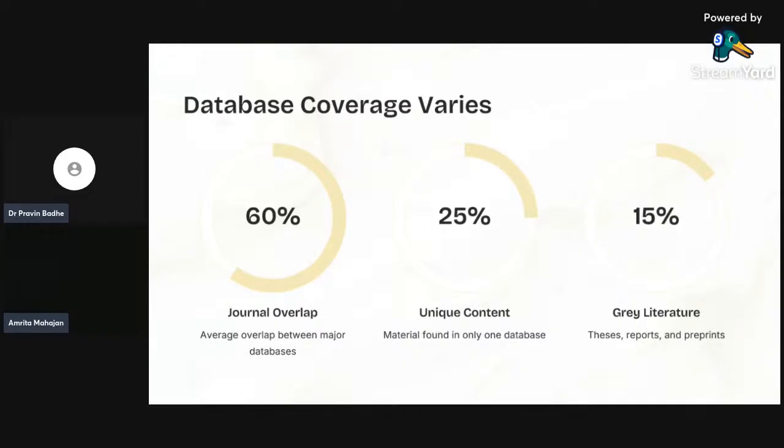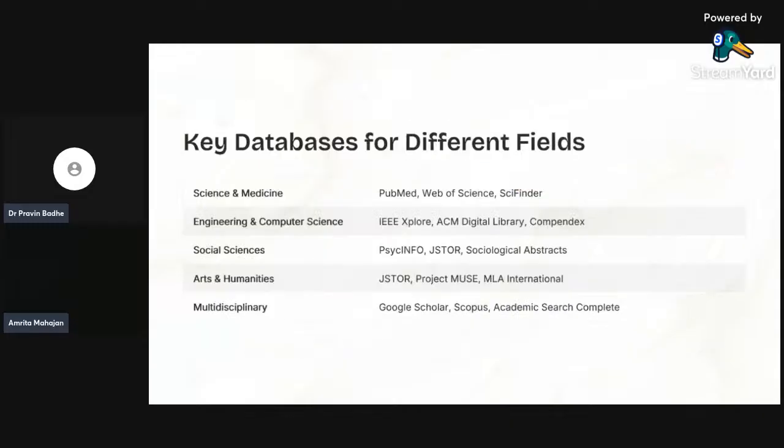And gray literature makes up about 15%. You can go through theses, reports, and preprints, those publications which are not yet in the public domain. Before that stage what comes is theses, reports, and preprints. So this coverage varies from person to person.